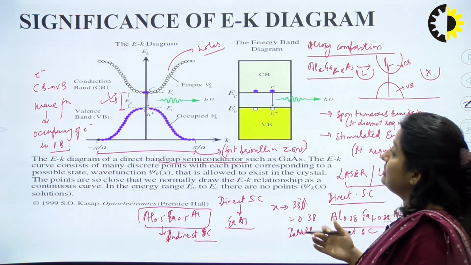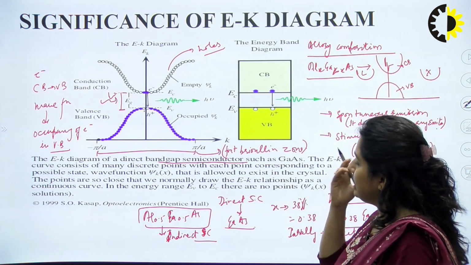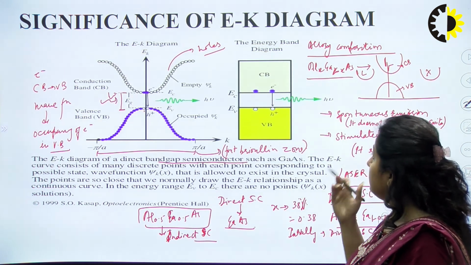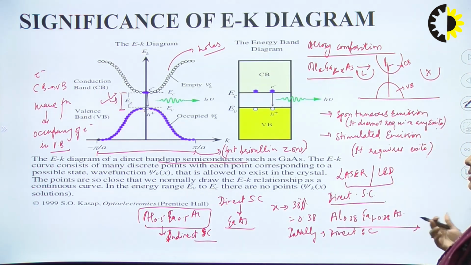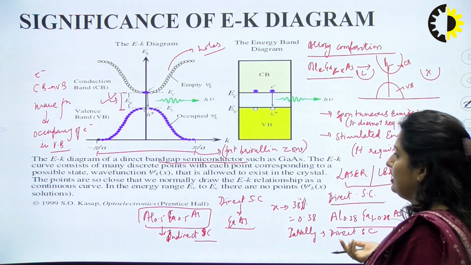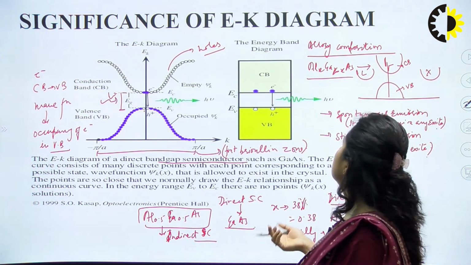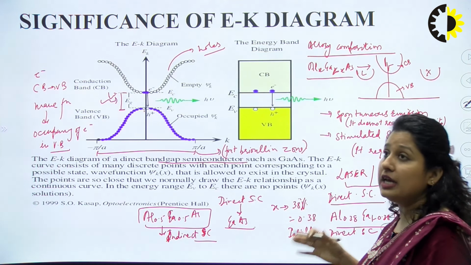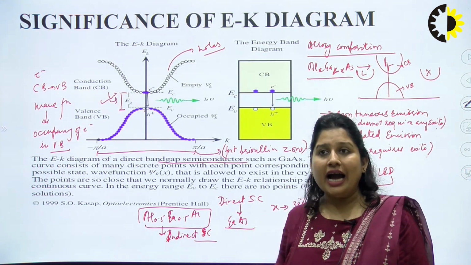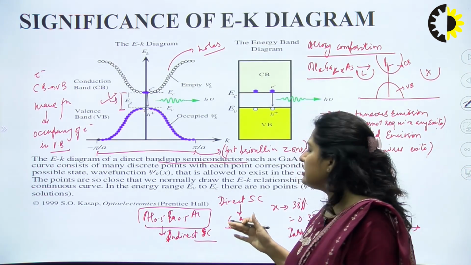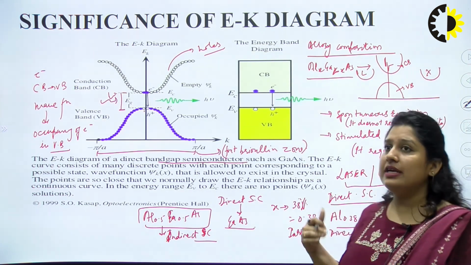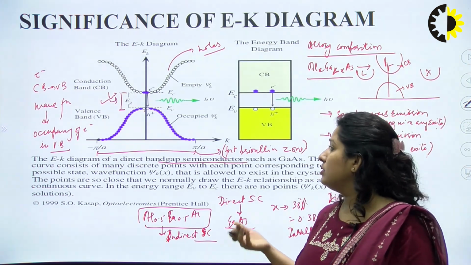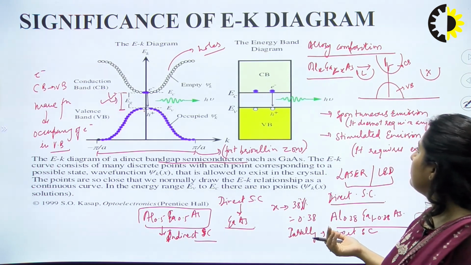And that's the beauty of this E-K diagram, that we have to see the fractional value of the aluminum also, as we know that aluminum is not a direct bandgap semiconductor material. So we have to see what fractional value of aluminum we are going to add to gallium arsenide. If it is around 0.38, then it's okay, but if it is increased to 0.5 or 0.6, then there will be a problem.